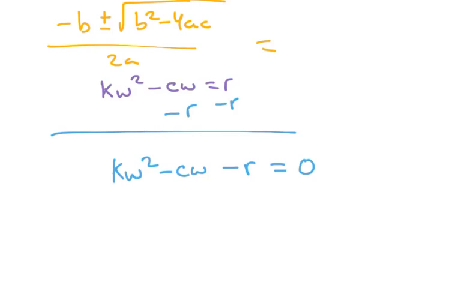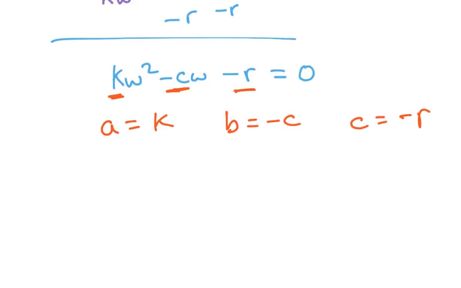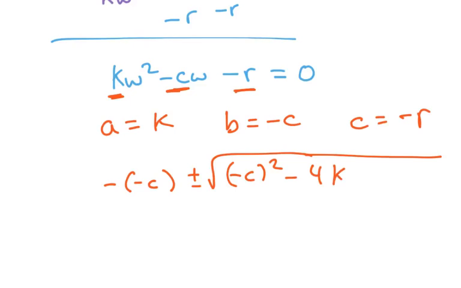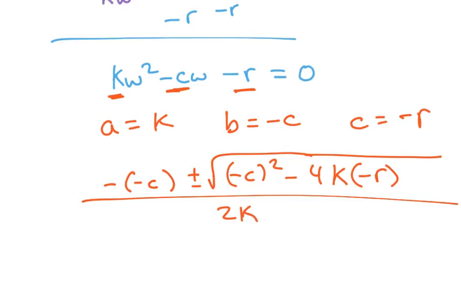Now this is where it gets weird. The k is a, negative c is b, and negative r is c. So a is k, b is negative c, and the c that we usually use for the quadratic formula is negative r. Plug into the quadratic formula, which is negative b, so it's going to be negative of negative c, plus or minus the square root of b squared, so negative c squared, minus 4a, where a is k, times c, which is negative r, all over 2a, which is 2k.